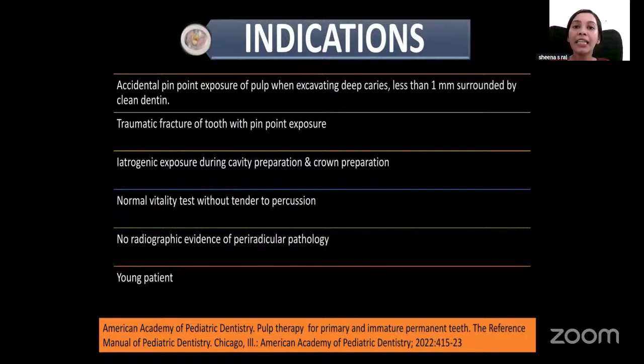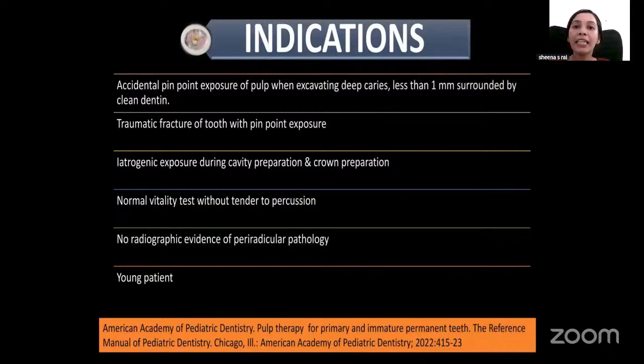Right. Next is the traumatic fracture of tooth with pinpoint exposure. Sometimes because of trauma, the patient might fall and there will be a fracture of the crown and there will be exposure. The goodness in that case is that the pulp is very virgin. It is still in a sterile environment, meaning it is not contaminated, so we can do a direct pulp capping. Third is iatrogenic exposure. Whenever we do a crown preparation or a cavity preparation, sometimes the pulp might get exposed, but we can do a direct pulp capping.